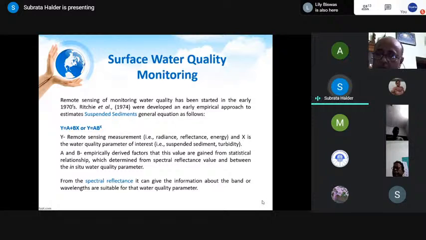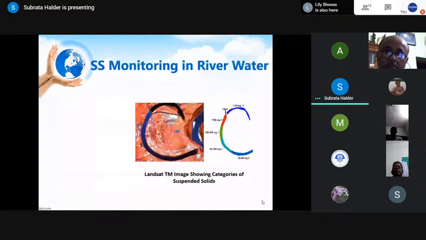From the spectral reflectance, it can give the information about which bands or wavelengths are suitable for that water quality parameter. Suspended solid monitoring in case of river water.